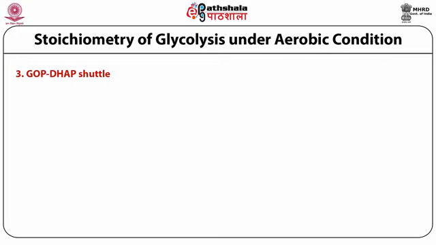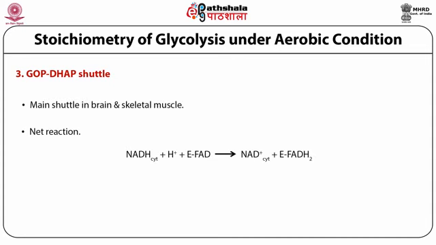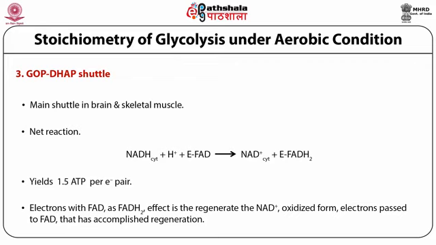Third is the glycerol phosphate shuttle. It is mainly a step that takes place in brain and skeletal muscle cells. In it, regeneration of FADH occurs, and at last we get 1.5 ATP per electron pair.